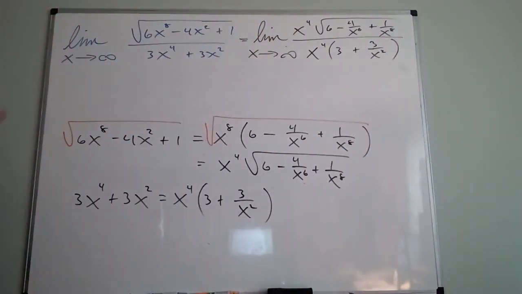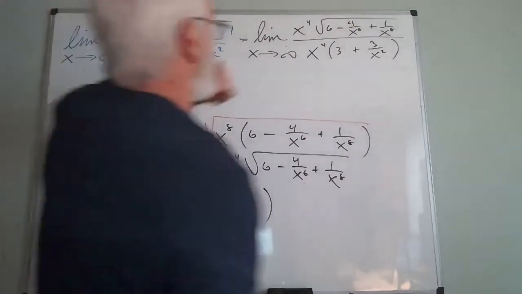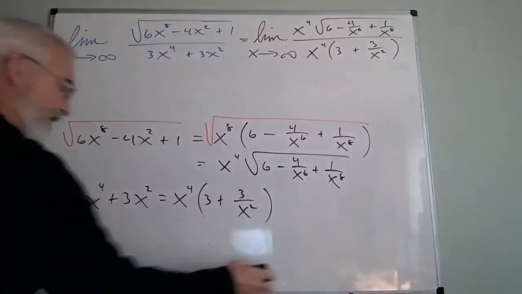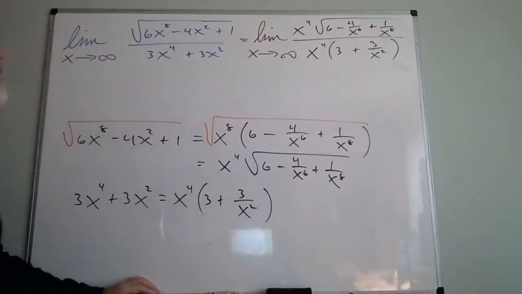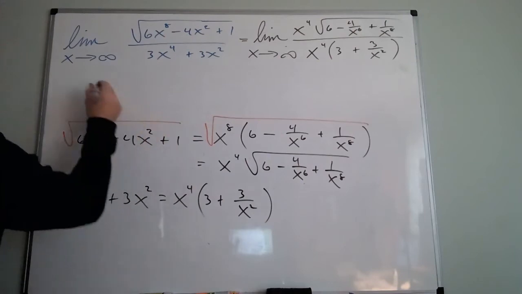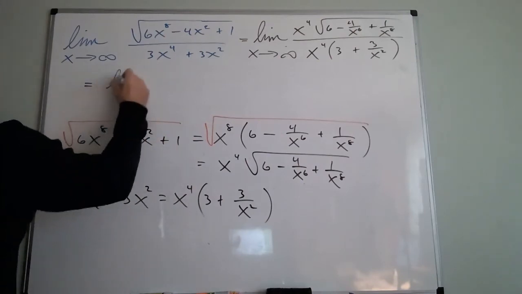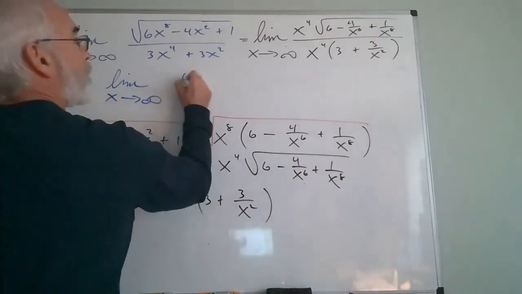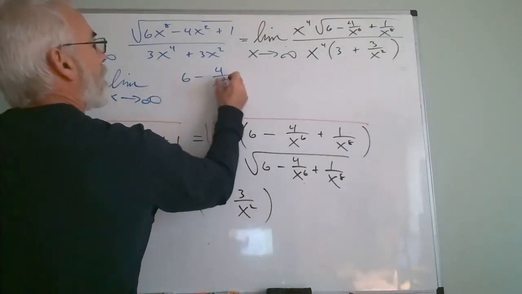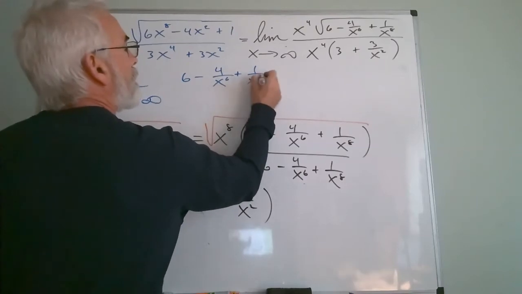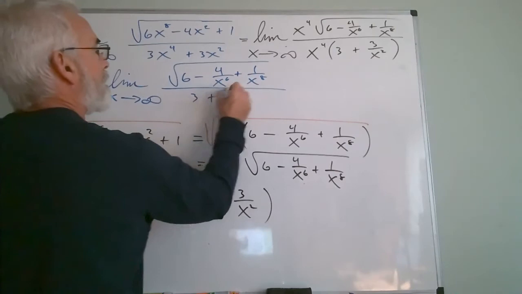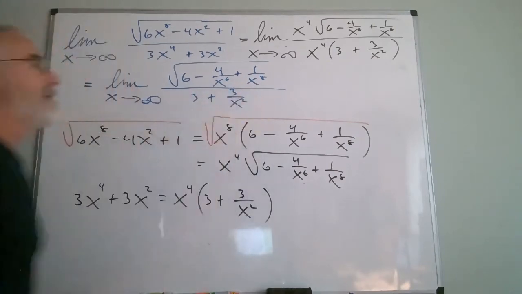Now, if I drop the word limit, is this quotient equal to this quotient? Absolutely. Now, I can't evaluate this yet because I still have the indeterminate form of infinity over infinity. But what about those x to the 4ths? Well, I'm pretty sure I can cancel them right now. And now my numerator would be this. My denominator would be this.